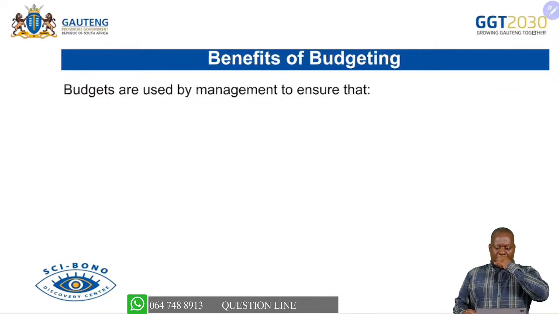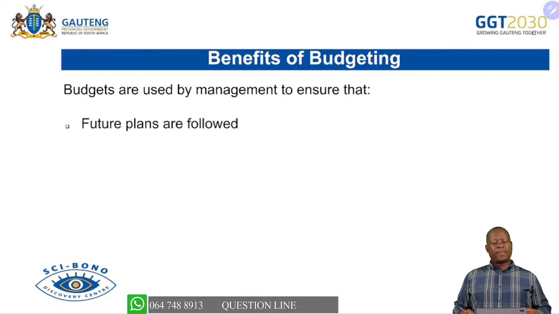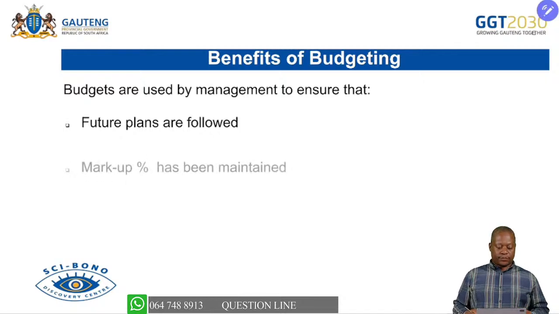Now, budgets are used by management to ensure the following: that future plans are followed. So we don't just put in a budget there so that we decorate our offices, but we are saying now this is the plan of action. So when we are getting into the future, we know the correct path to follow.